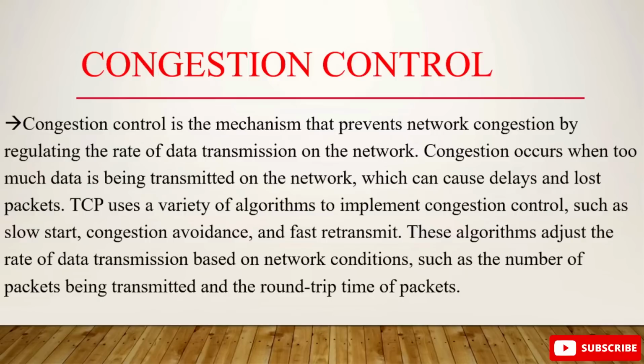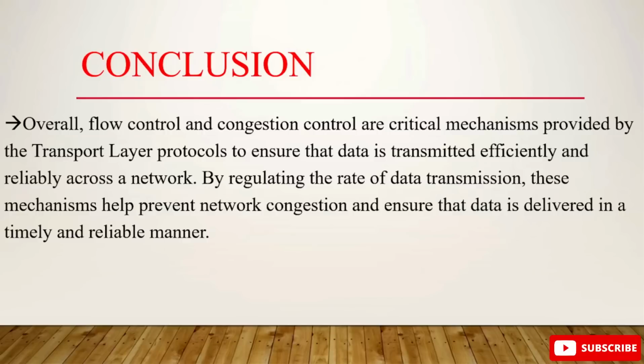Congestion control is the mechanism that prevents network congestion by regulating the rate of data transmission on the network. Congestion occurs when too much data is being transmitted on the network, which can cause delays and lost packets. TCP uses a variety of algorithms to implement congestion control such as slow start, congestion avoidance, and fast retransmit. These algorithms adjust the rate of data transmission based on network conditions such as the number of packets being transmitted and the round-trip time of packets.